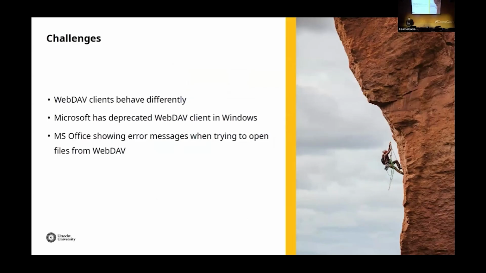So some of the challenges that we faced were mostly around Microsoft policy issues, because since November 2023, Microsoft has deprecated the WebDAV client in Windows. And even before that, Microsoft Office started showing errors when we were trying to open files from WebDAV. And I think this is one of the reasons that the WebDAV clients are behaving a bit differently, like Cyberduck and the Windows API in Windows.